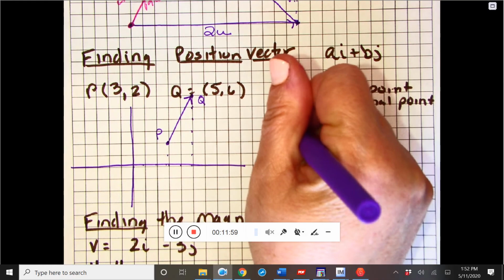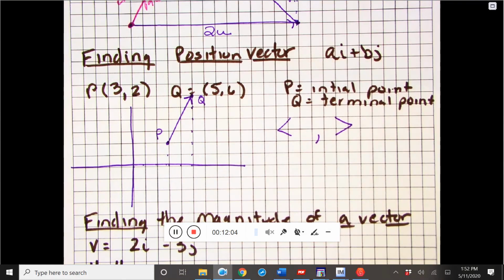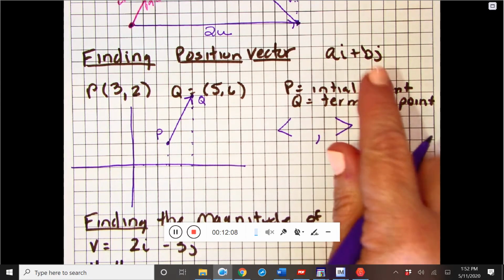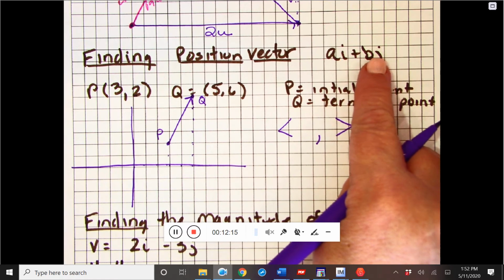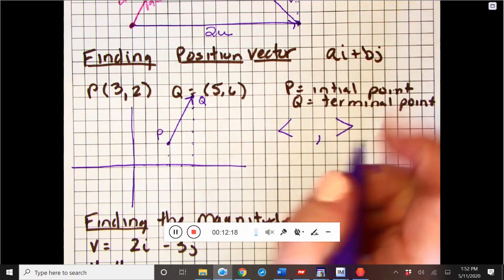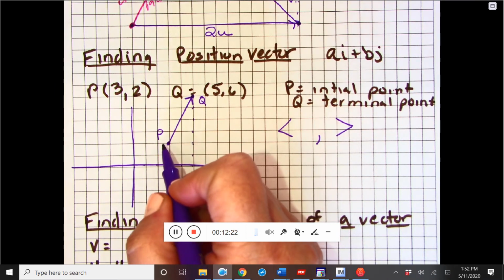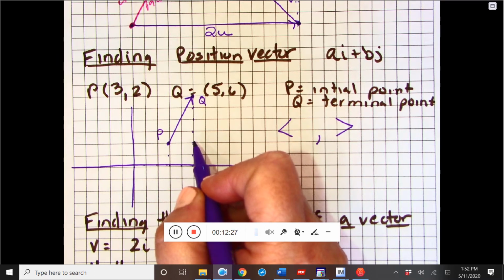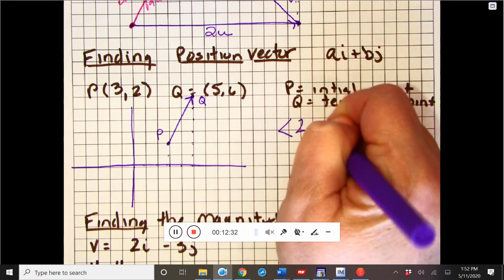Vectors are written two ways. They're written in sort of like coordinate points, but with these pointy brackets, or they're written in the form ai plus bj, i representing your horizontal, and j representing your vertical distance. So what is the horizontal distance here? It's 2 this way and 4 this way. So this is the vector 2, 4.